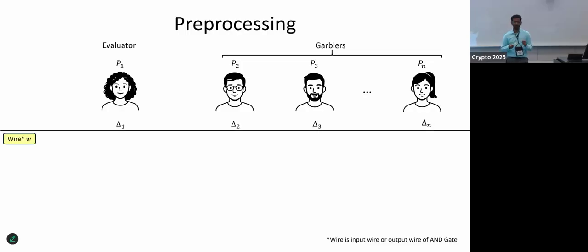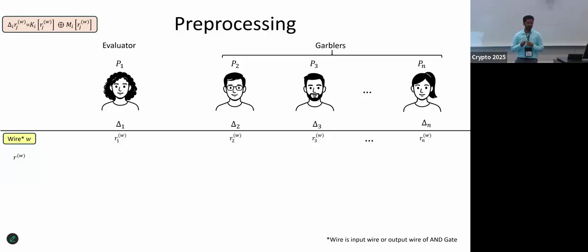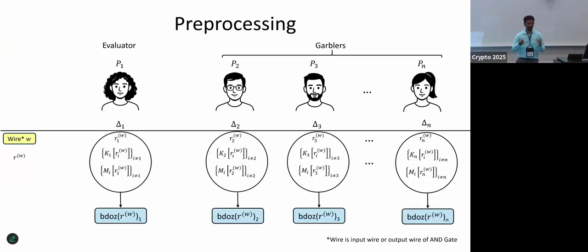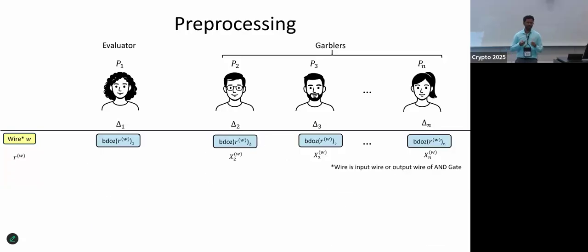And for each wire, which is an input wire or output wire of an AND gate, the pre-processing samples a random bit RW and secret shares it among the parties. Then it makes use of BDOS secret sharing, as already discussed earlier. That is, each party's additive secret share is authenticated to every other party. So here, the secret share R2 is authenticated to party P1, then R1 is authenticated to party P2, and so on. This way, I'll succinctly represent this collection of shares by the label BDOS. And for each of these wires, the garblers also sample a label uniformly at random.